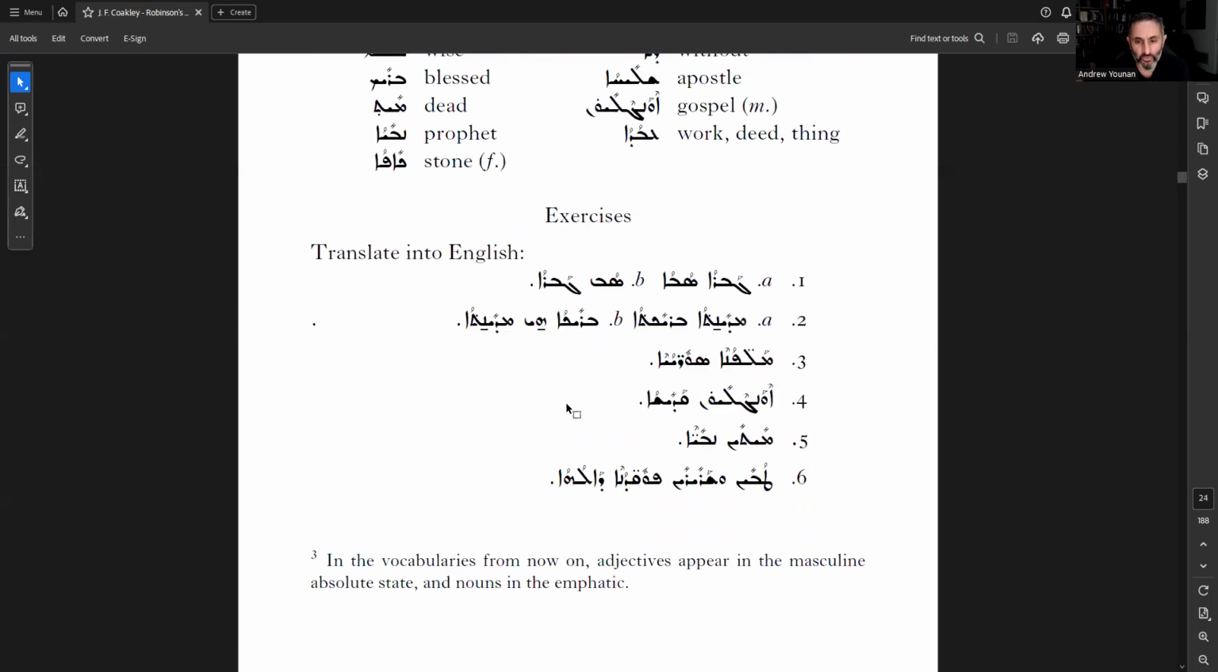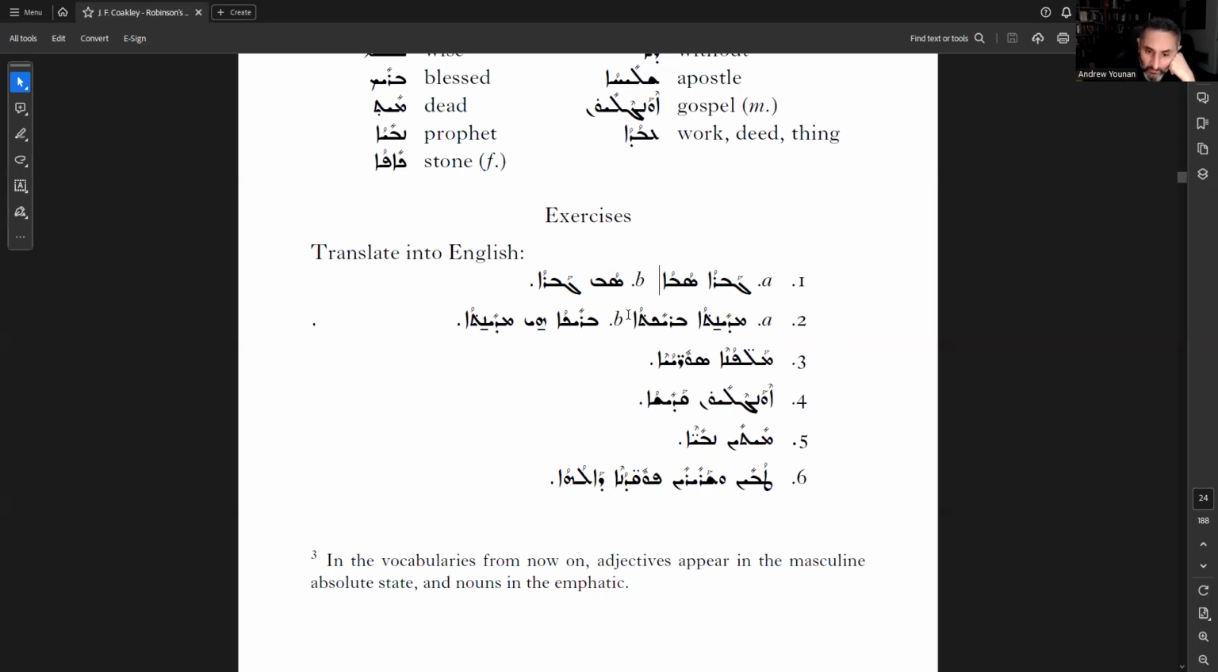Translated in English, let me read these for you. Gaura Sawa, an old man, because it's in the emphatic state. Saw Gaura, the man is old, because it's in the absolute state of the adjective. So the man is old, and that's what this form means.